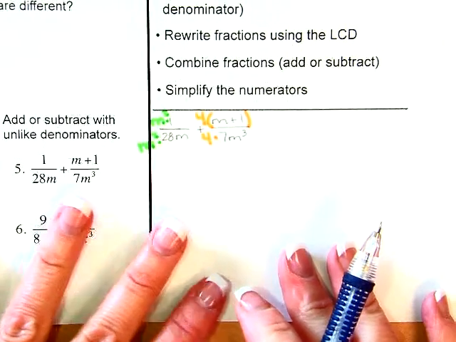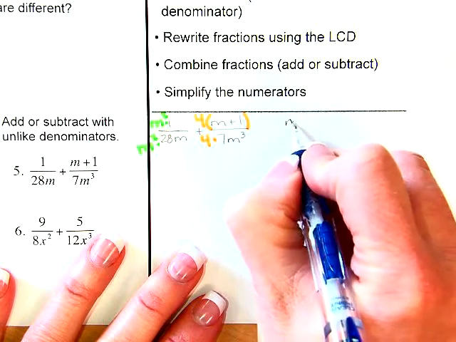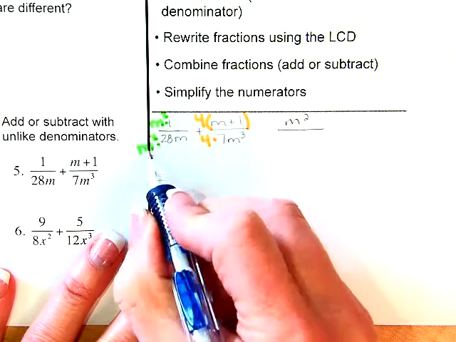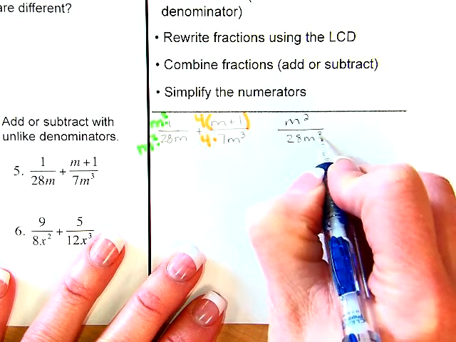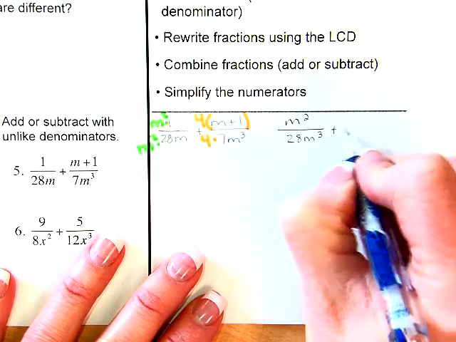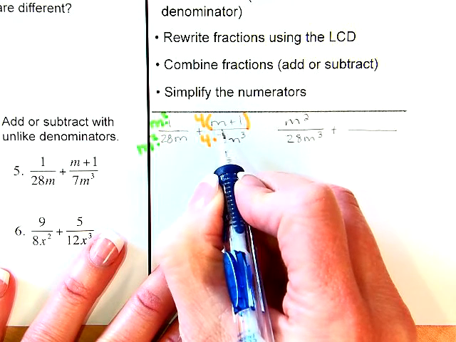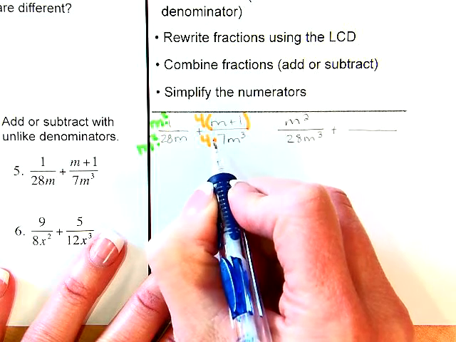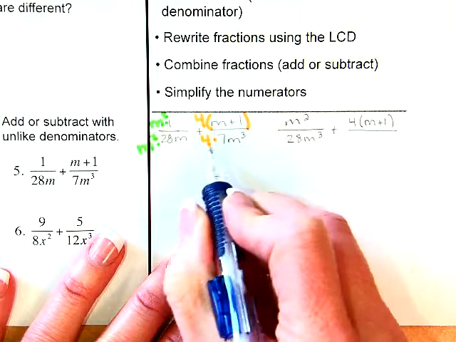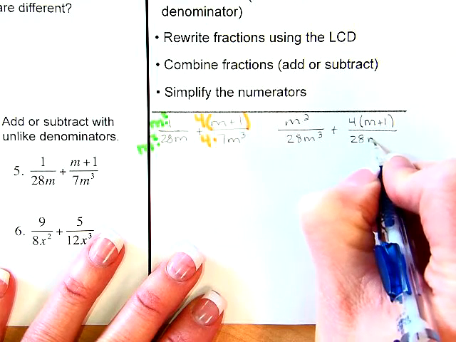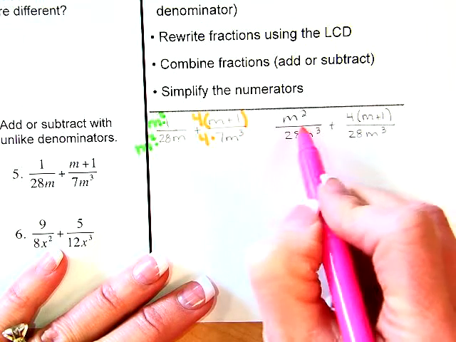So what happens then is that it looks like this. You have m squared times 1, which is m squared, over m squared times 28 times m, which is 28m cubed, plus 4 times this quantity. Let's not distribute it just yet. Let's just leave it like we see it, over 28m cubed. So you see how the denominators are now the same?